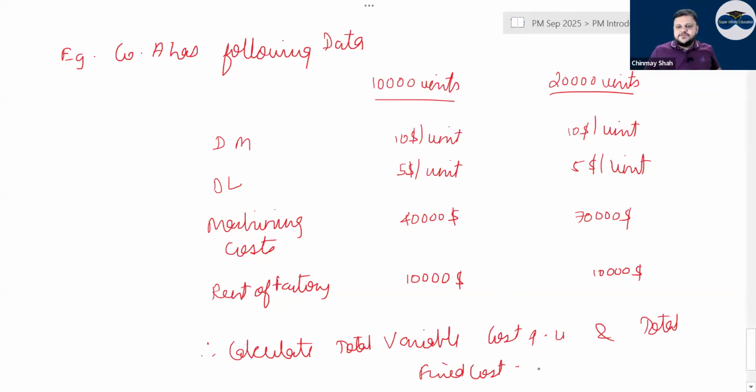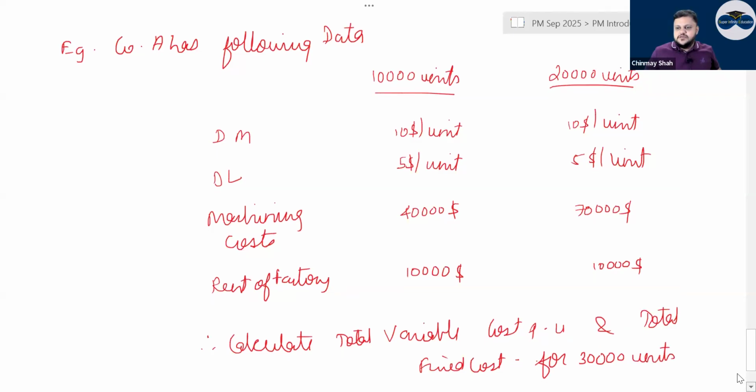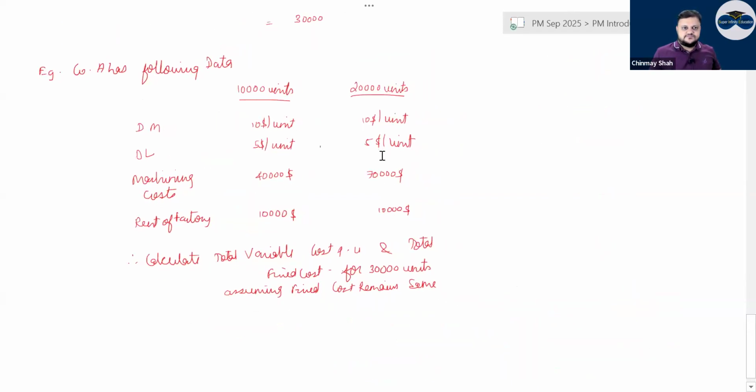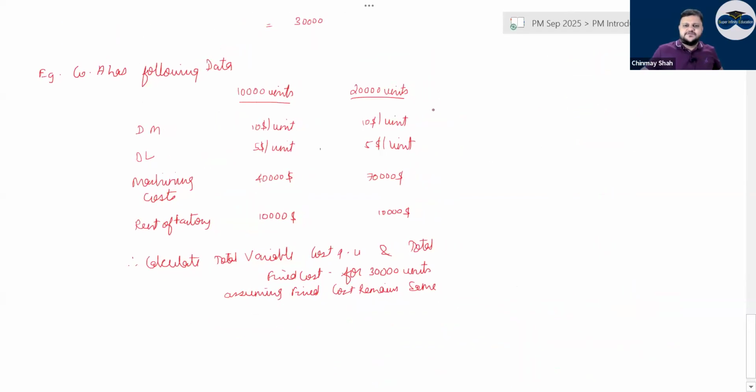अभी देखो, what I'm saying, fixed cost for 30,000 units, right? Assuming fixed cost remains same. चलो, how will you do it? आ जाओ. Now direct material, is it variable cost or fixed cost? बोलो.